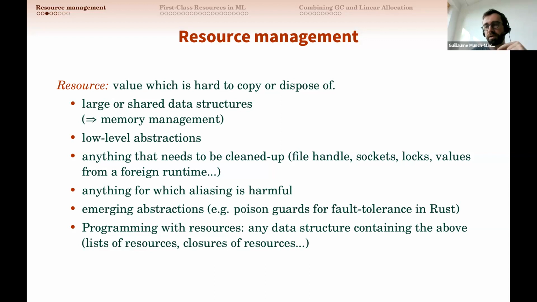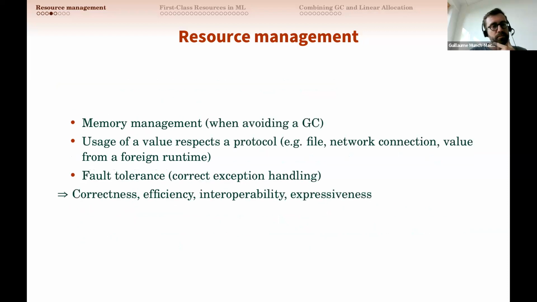And in languages like Rust, we also see emerging abstractions appear, for instance, things for fault tolerance in Rust. And in programming languages in which you can program with resources, any data structure containing resources becomes a resource, etc. Then memory management, usage of a value that respects a protocol. So if you want to ensure that the file is closed, that the network connection is open before communicating, etc. And so with all these concerns, we see that correct resource management is an issue for correctness, efficiency, interoperability, and expressiveness.